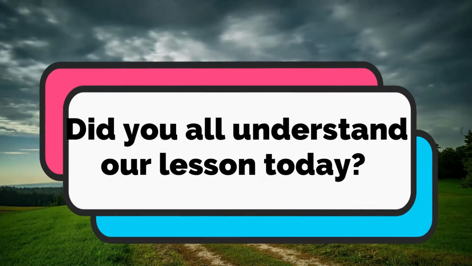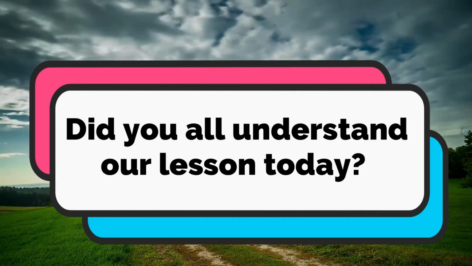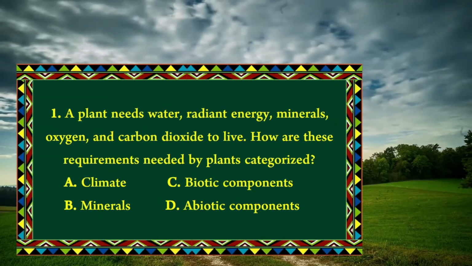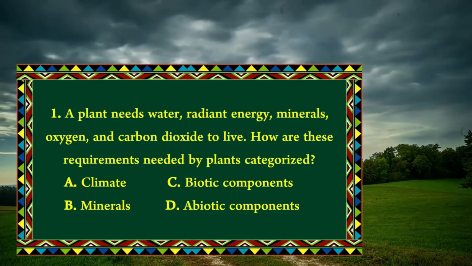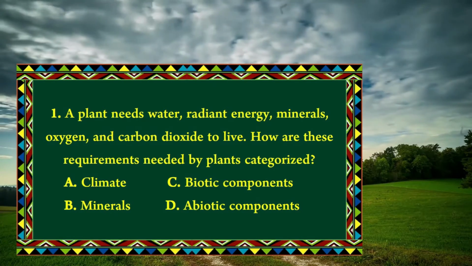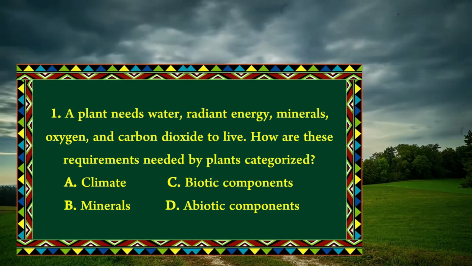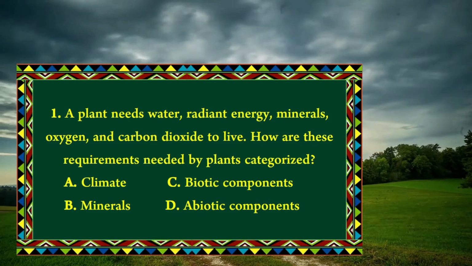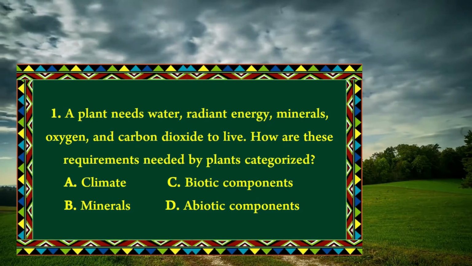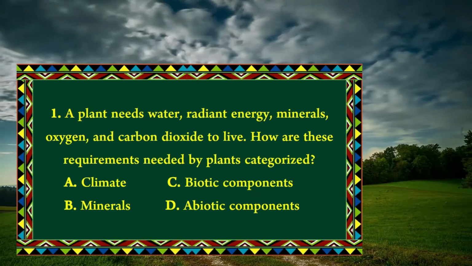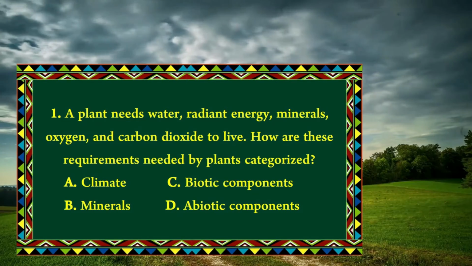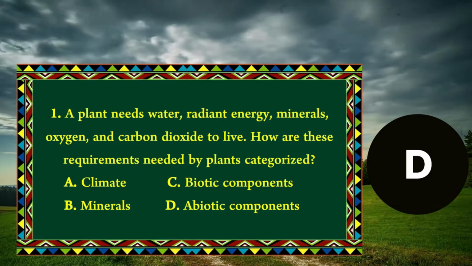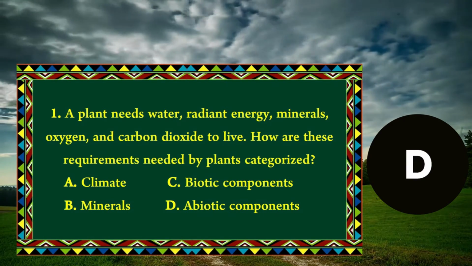Did you all understand our lesson today? Wonderful! Let us answer the following questions. Number 1. A plant needs water, radiant energy, minerals, oxygen, and carbon dioxide to live. How are these requirements needed by plants categorized? A. Climate. B. Minerals. C. Biotic components. Letter D. Abiotic components. What is your answer? Very good! The answer is letter D. Abiotic components.